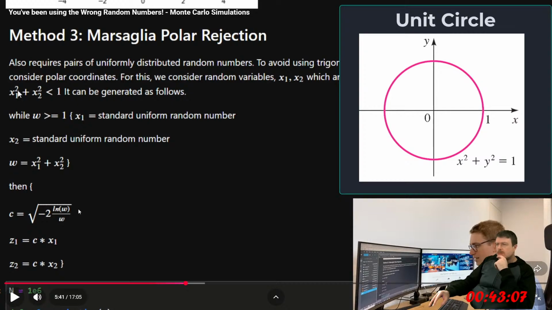And the -2 comes from that, with that probability density function, because it's a negative x squared.